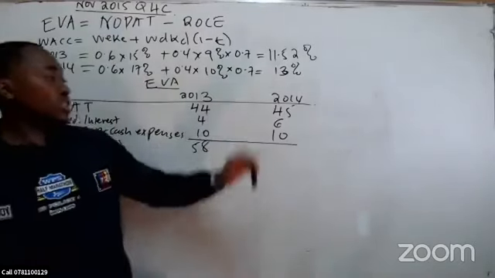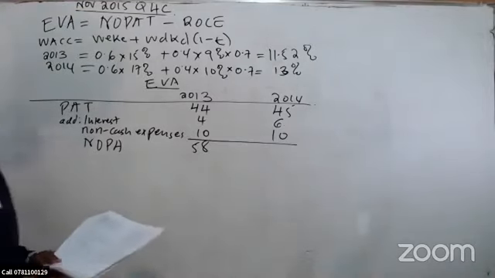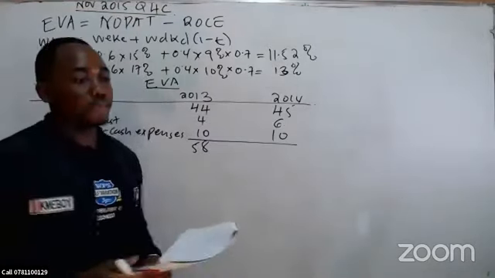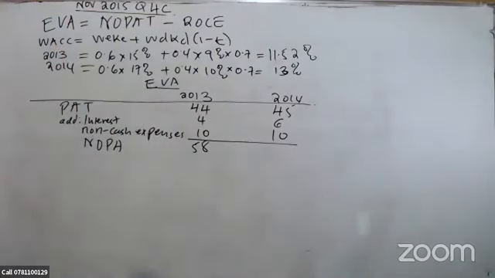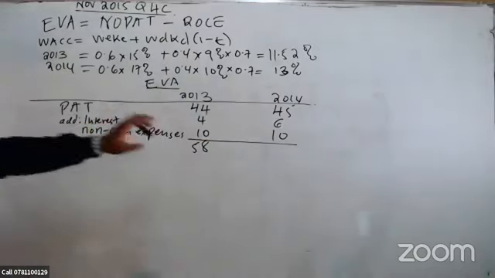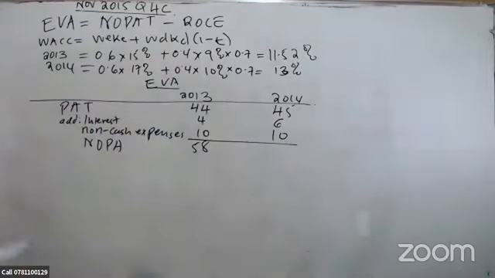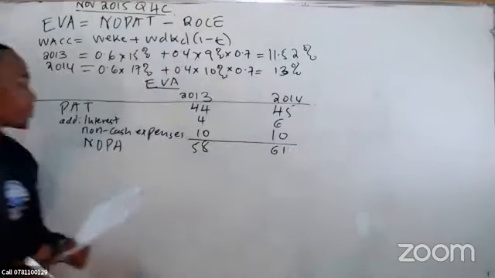Also for 2014, how much do you get? What do you get for 2014? No, you're adding back. 5 plus 16. That is 61. So this one you get 61.